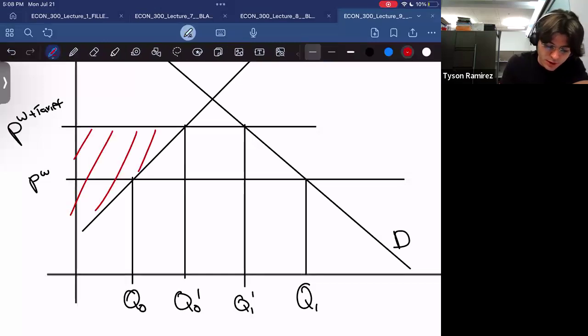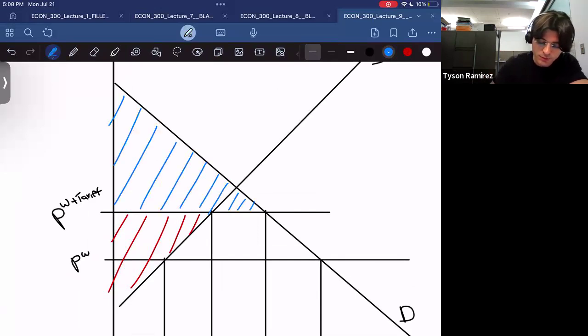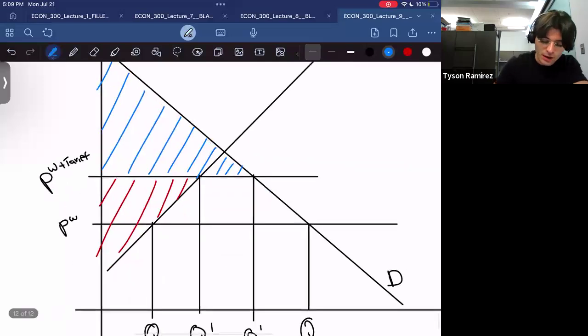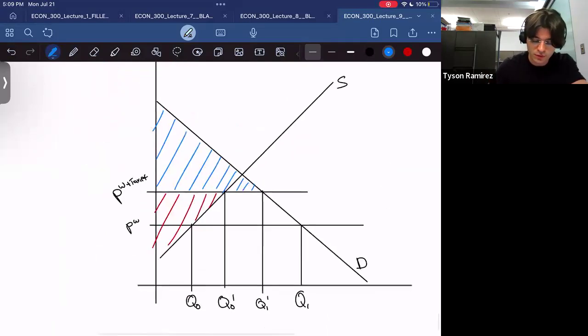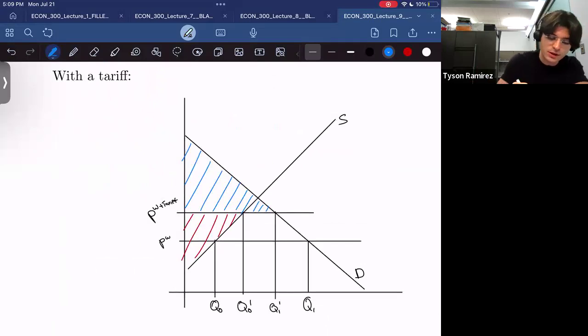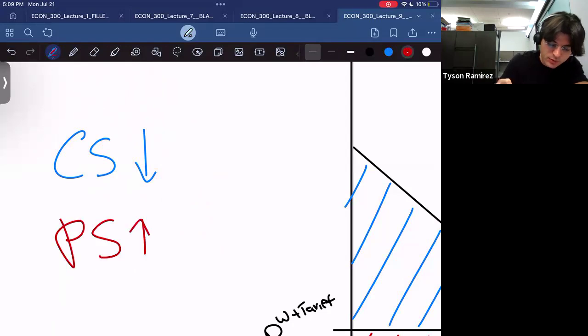All right. So now with the tariff, the effective price has gone up, and so our producers are benefiting more. Now the consumers are not benefiting as much because they're having to pay a higher price. Let's notice something. First, of course, the size of the consumer surplus has gone down. Consumer surplus has gone down. Producer surplus has gone up.